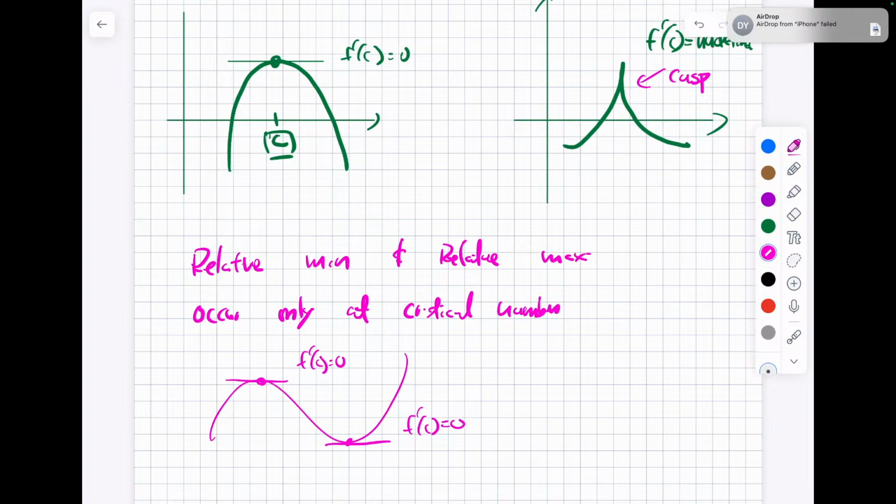Can you give me a counterexample? Can you give me an example where that's it? Well, this is a maximum. So can you give me an example where the derivative is equal to 0, which is slope is equal to 0, but it's not a relative maximum or minimum? Yes, just a flat line. Sort of.